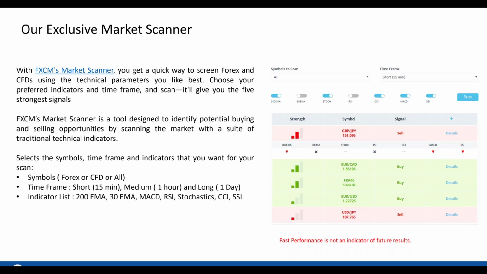With symbols, choose Forex or CFDs or all. Time frames: short term, 15 minutes; medium term, 1 hour; or long term, 1 day. And from the indicator list, choose the ones you want. To name a few: 200-day exponential moving average, 30-hour exponential moving average, MACD, RSI, stochastics, CCI, SSI.